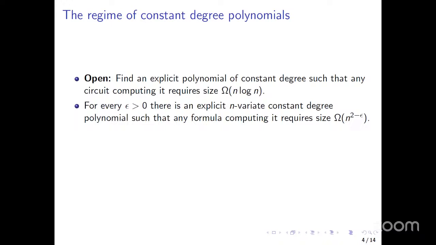You can construct an explicit n-variate polynomial whose degree is constant such that any formula computing it has near quadratic size. It's not quite quadratic, it's near quadratic. But the degree of the polynomial is constant. It depends on epsilon. Yes, the degree is a function of epsilon. For every epsilon, there will be a degree delta polynomial. Delta is a function of epsilon.